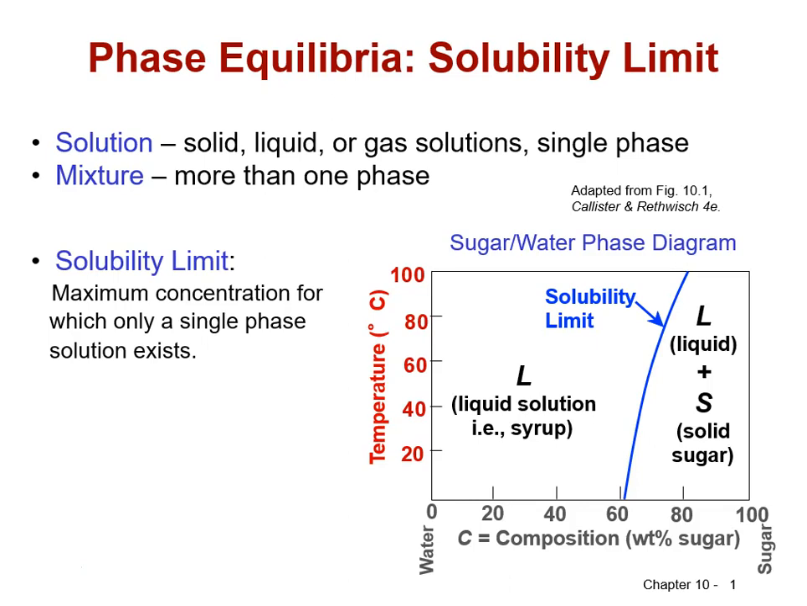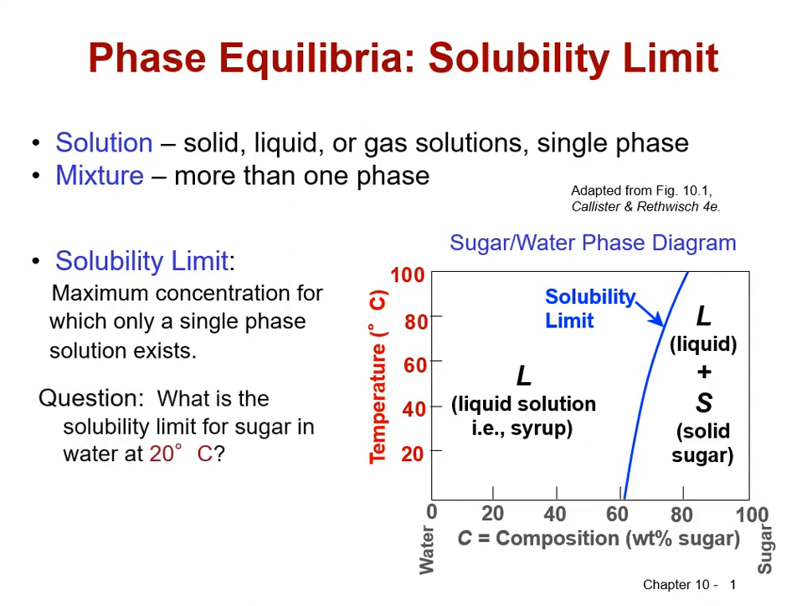Everything above and to the left of that would be a liquid solution with two components, water and sugar, water probably being the solvent and sugar probably being the solute. Then over on the right-hand side and a bit downward, you have two phases: a liquid, which will have both water and sugar, and a solid, which in this case is going to be pure sugar, but in other cases isn't necessarily going to be a pure compound. So we could ask ourselves a question: what is the solubility limit for sugar in water at 20 degrees C?